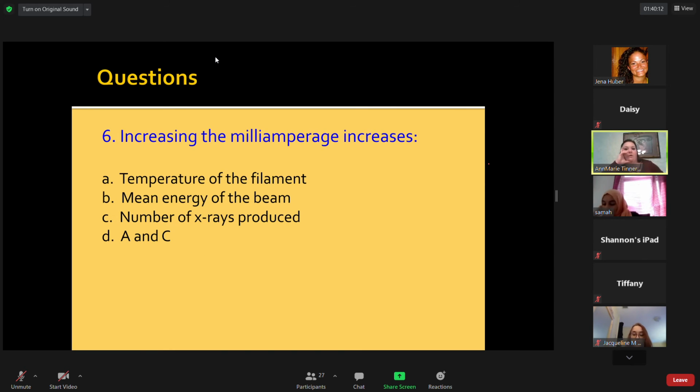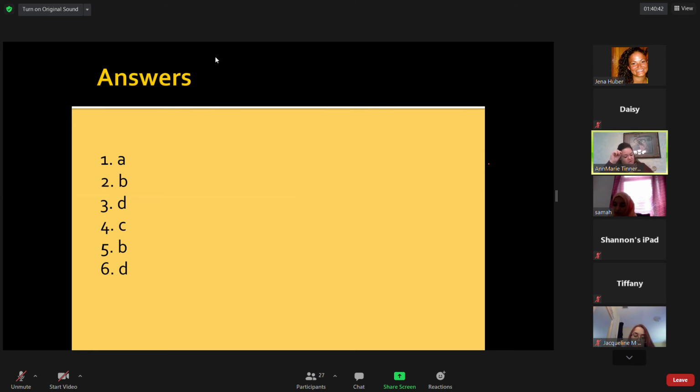Okay, increasing milliamperage is going to also increase what? Maybe it's A and C. The answer is D. When you increase milliamperage, you're increasing the temperature and the number of X-rays. Make sure when you read the question, you read all of the answers before you select one. All right, so here are the answers if you want to write them down so you have them.